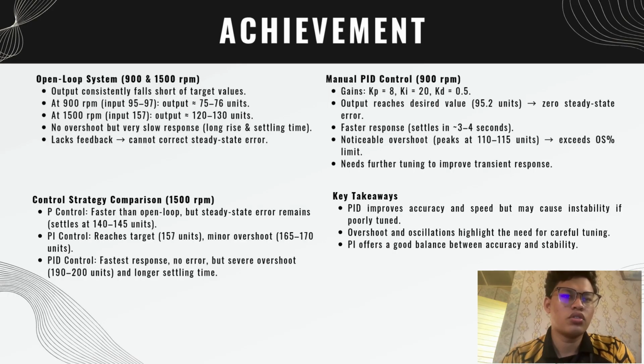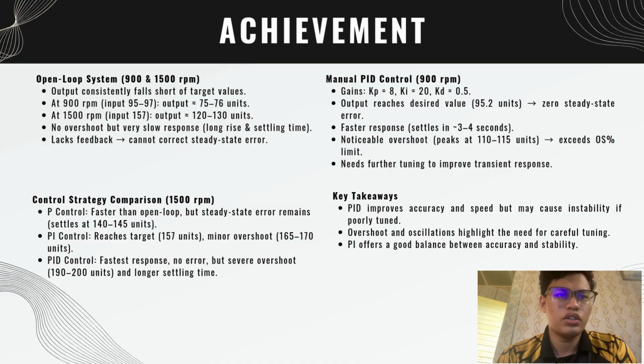And then the control strategy comparison for 1500 rpm. Next, we compare P, PI and PID control methods at 1500 rpm with an input of 157 units. With P control, the system responds a bit faster than open loop, but steady state error remained. The output settled around 140 to 155 units. PI control fixed this by reaching the full 157 units. There was a slight overshoot, about 165 to 170 units.